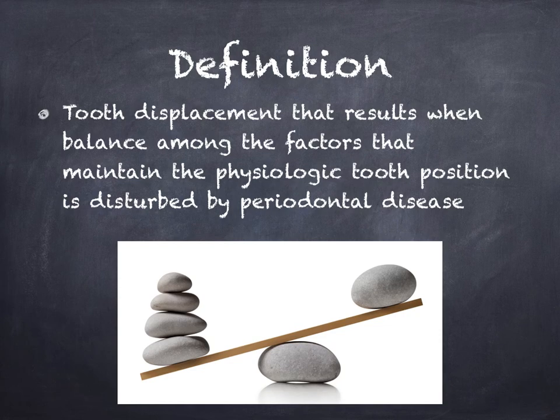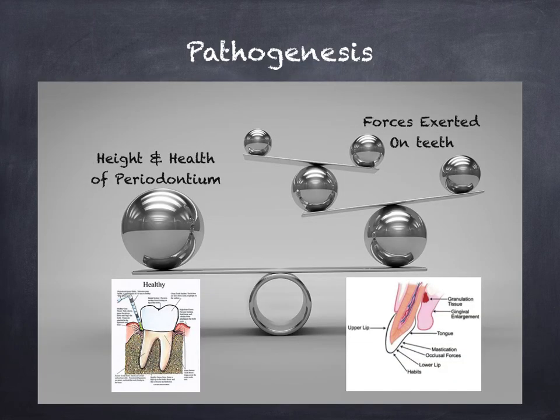Pathologic tooth migration is defined as tooth displacement that results when balance among the factors that maintain the physiologic tooth position is disturbed by periodontal disease. Two major factors that play an important role in maintaining the normal position of the teeth are the health and the normal height of the periodontium and the forces exerted on the teeth.